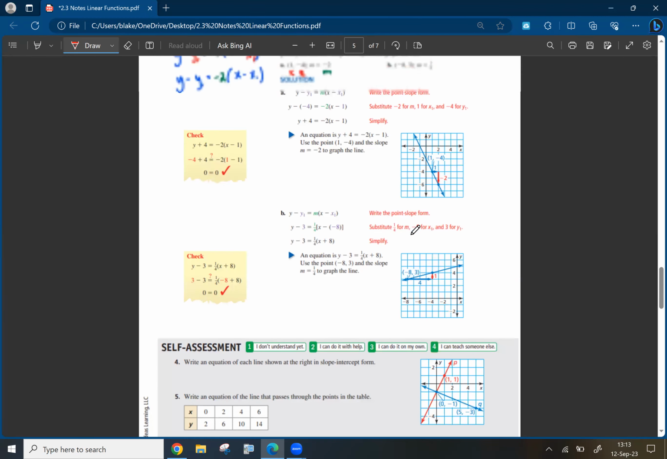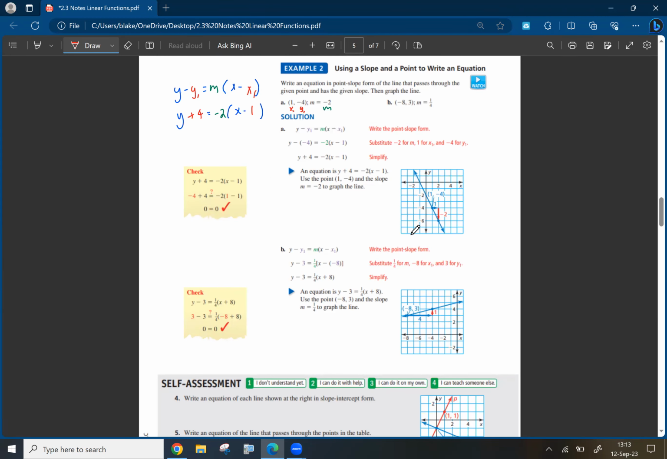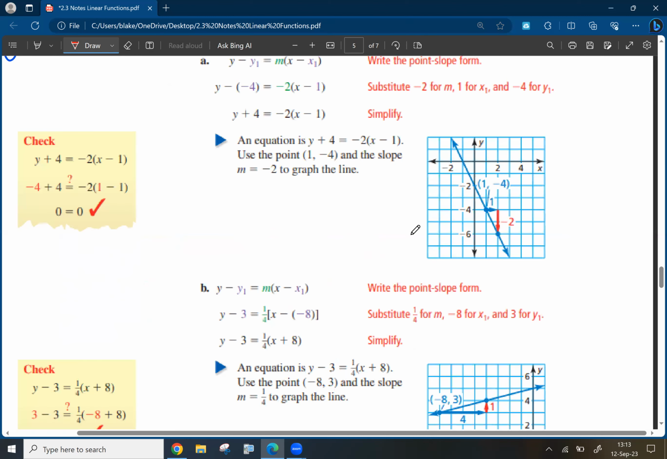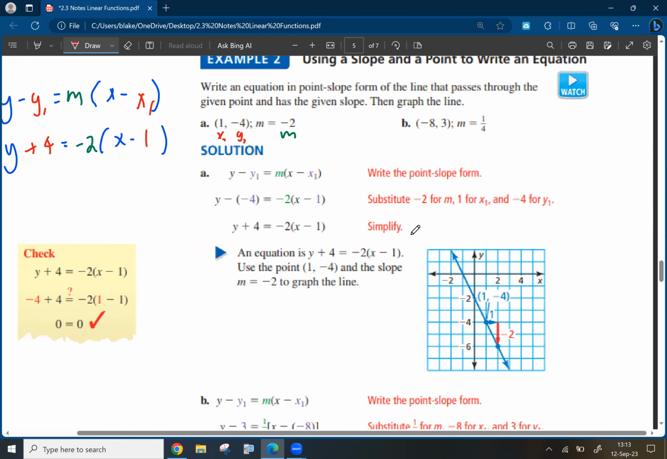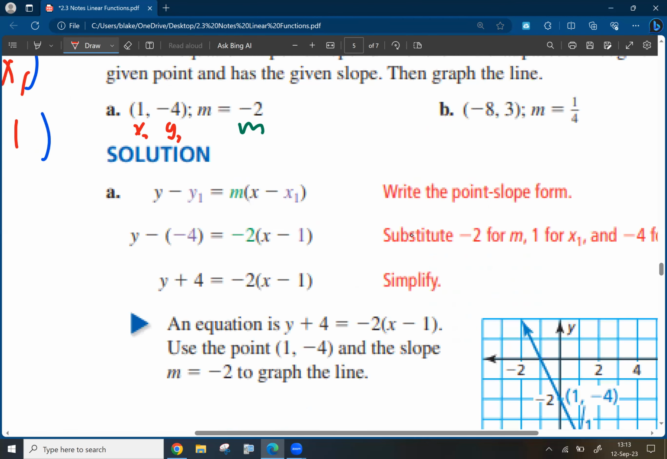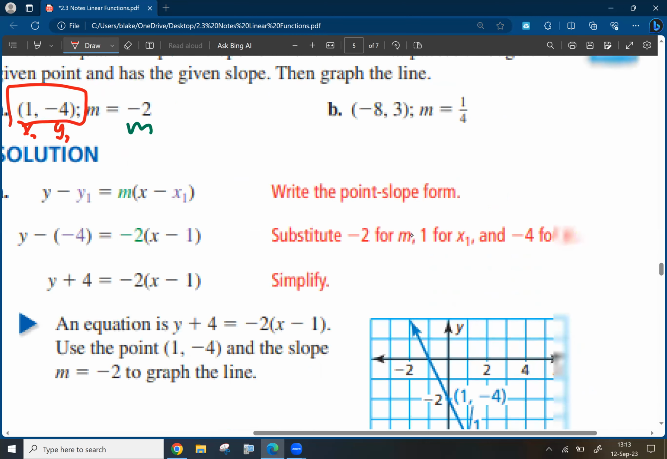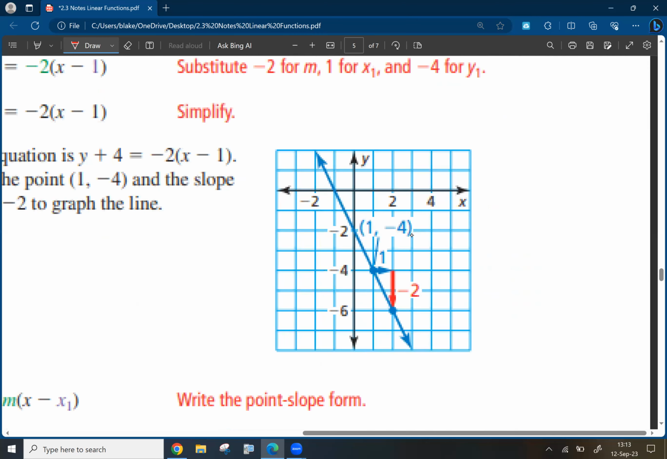As well as graphing. So just to explain the graphing real quick. What they're doing is they're just taking the point and the slope, and making a line from it. So on A, they're going to start at this point, 1, -4. That's going to be the very first point they put. If you follow my mouse here, 1, -4, that's this point right here. So that's the very first point that they plot on the graph.